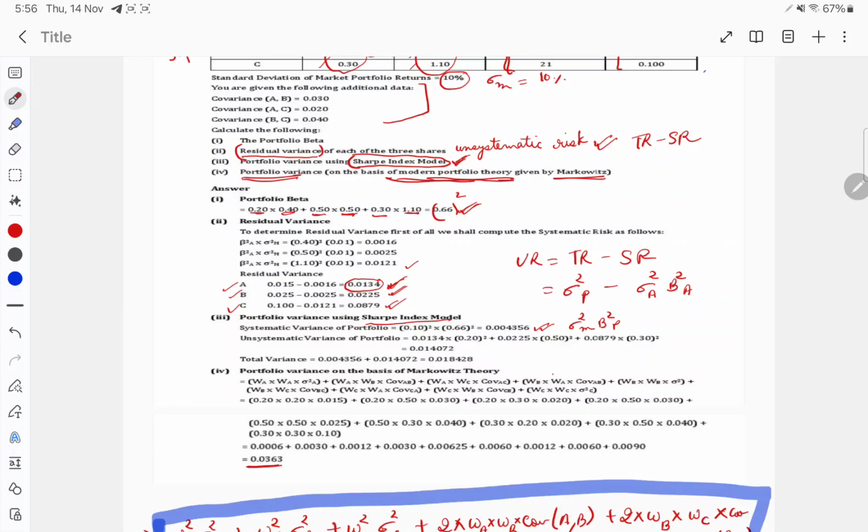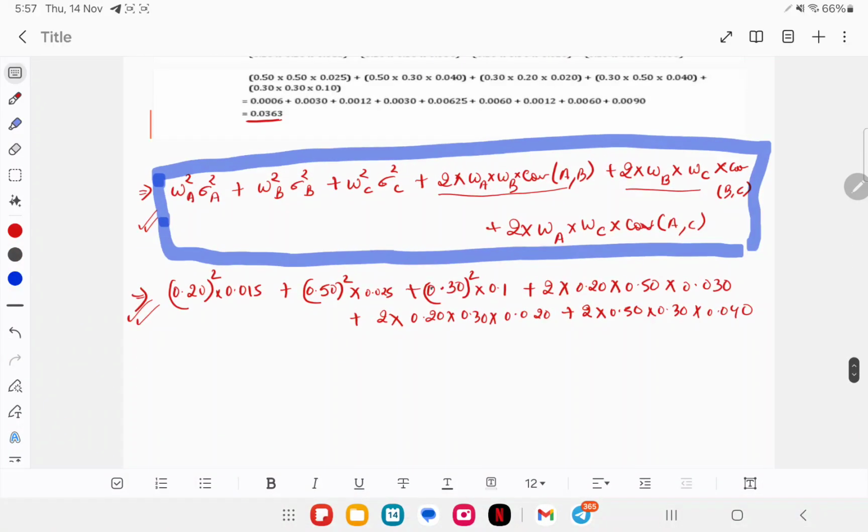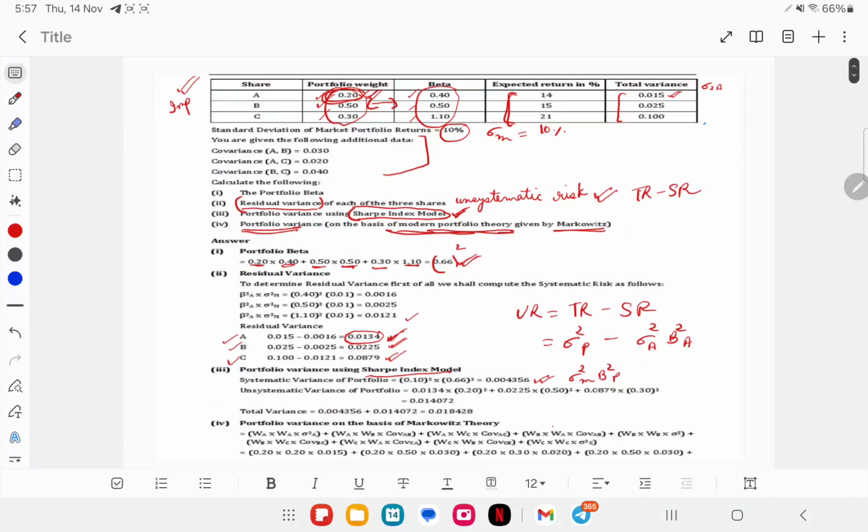And using modern portfolio theory or Markowitz theory, how will you calculate? It is basically using the formula weight square into variance plus weight square into variance plus 2 into weight into weight. So this is the formula. I have left this formula in the PDF so that you will understand it. I'm posting this on my Telegram channel so that it will be easy going for you whenever you solve this question. Okay, so this was all about this question, and it is an important question from the exam point of view. So do solve it once yourself.